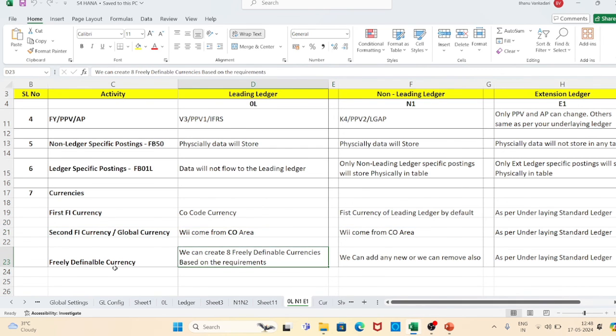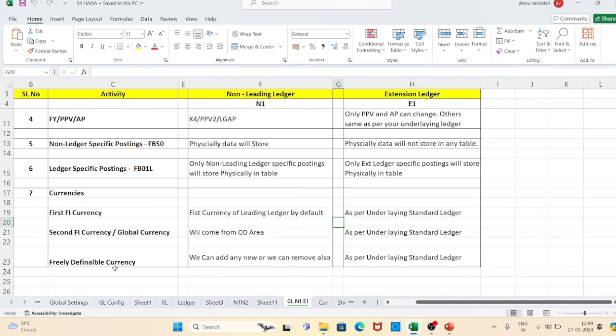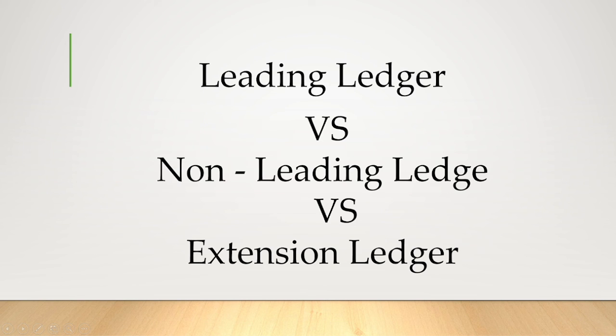And freely definable currencies: in the case of the leading ledger, we have eight freely definable currencies. In the case of the non-leading ledger, we can add new ones or remove them. It means you can have different freely definable currencies in the case of a non-leading ledger. Whereas in the case of the extension ledger, you can't change any currency; it is as per your underlying standard ledger. The currencies cannot change. So that's it for the explanation of leading, non-leading, and extension ledgers.